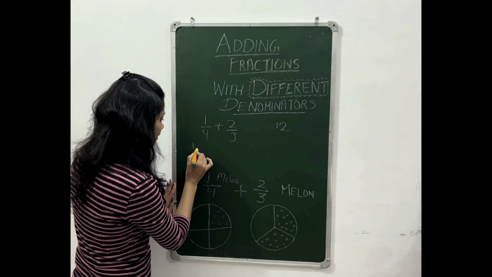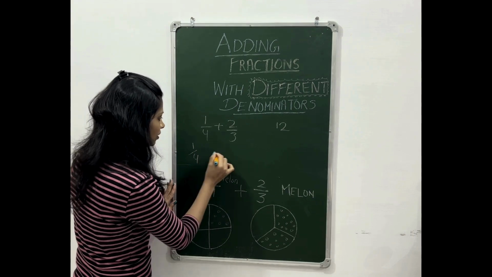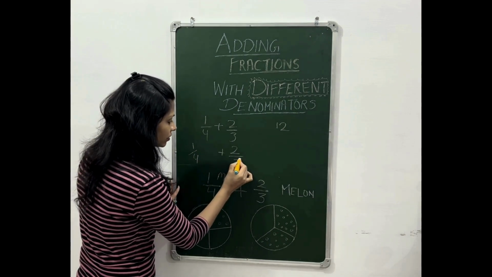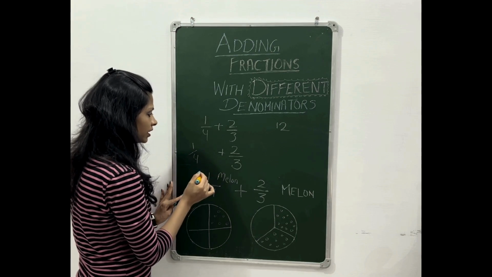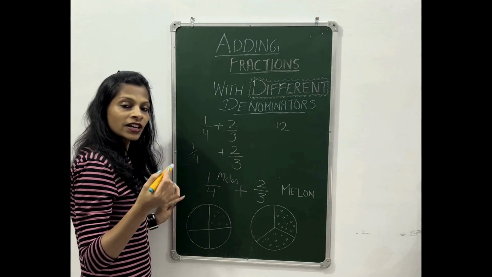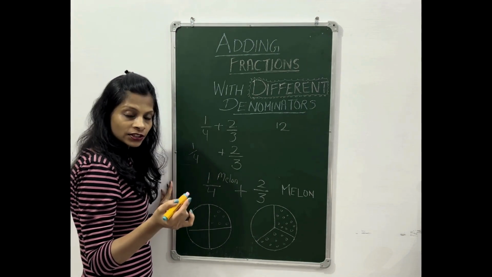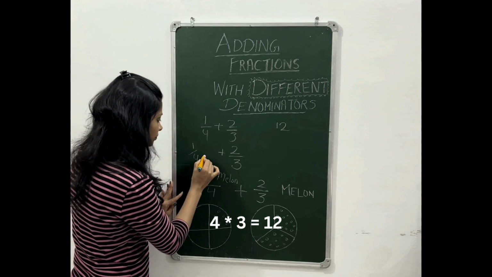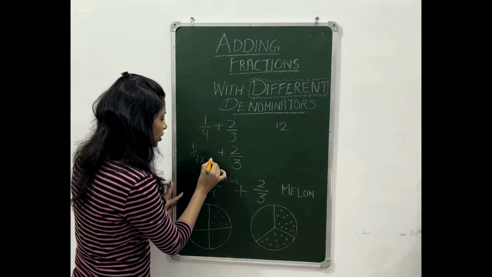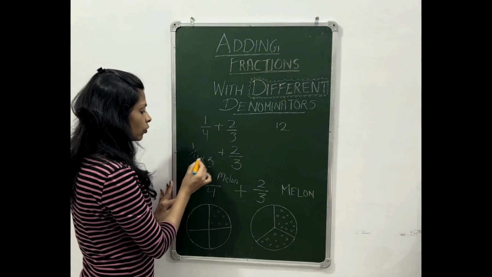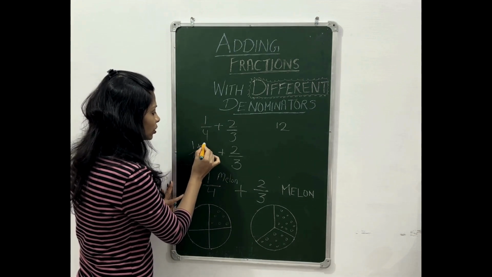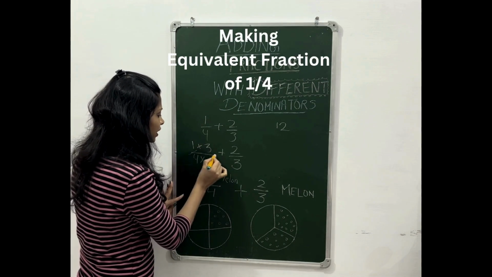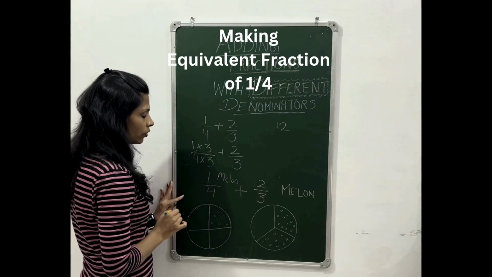Now, I will write the first fraction and write the second fraction. What do I multiply by 4 to get 12? Think, where does 12 come in the 4 times table? Right, 4 times 3 is 12. So, I will multiply the denominator 4 by 3, and I will also multiply the numerator by 3 so that this becomes an equivalent fraction of 1/4.